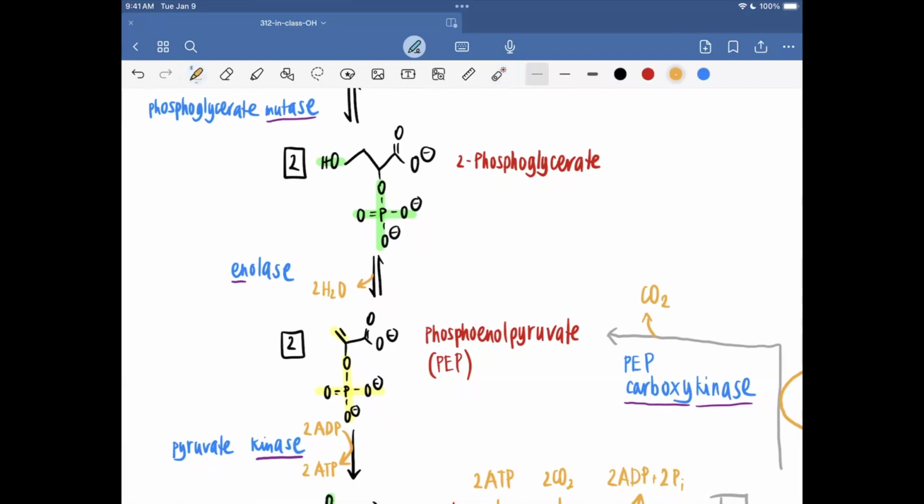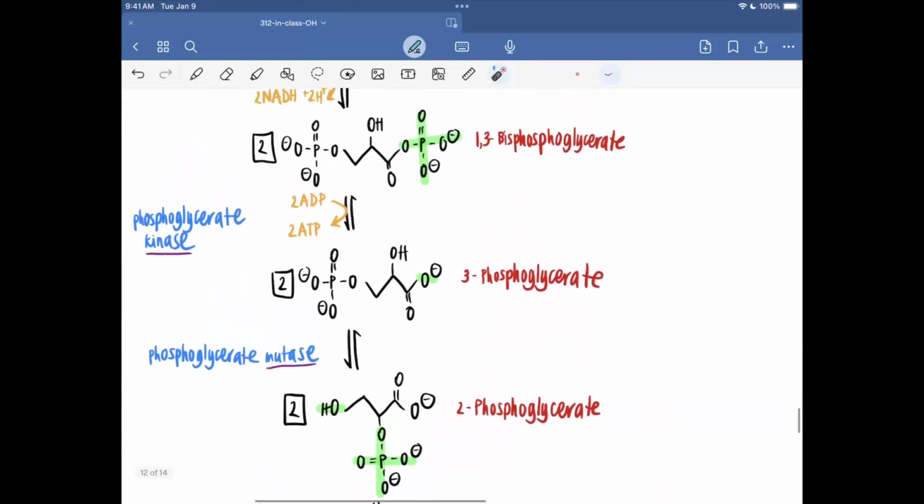These are just the only ones that require different enzymes. For the remaining changes, we're just going to show the reverse of our components, like our coenzymes, cofactors, and byproducts that we had during glycolysis. So here by enolase, we had 2 molecules of water that were released. Now we're going to consume 2 molecules of water to go from PEP to 2-phosphoglycerate.